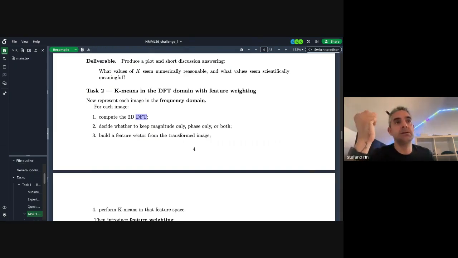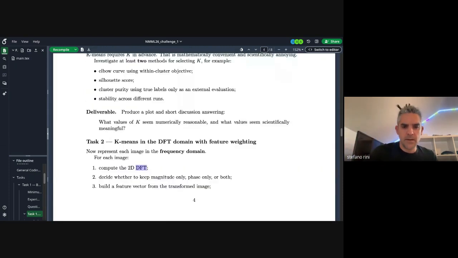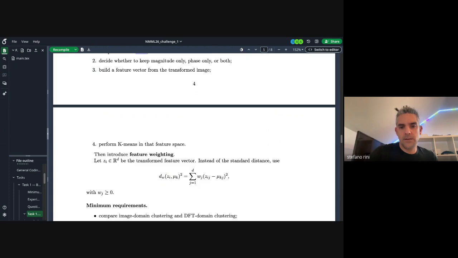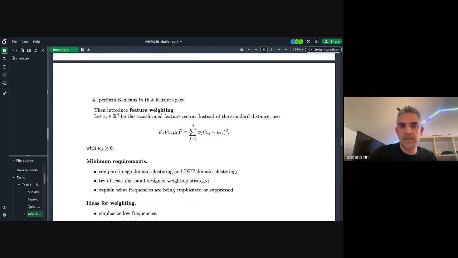And images that look very dense, with a lot of information in the original domain, often turn out to have a very sparse representation in the frequency domain. So it's a domain in which representation tends to be very sparse, in some sense that you're going to tell me. And so you can work in this Fourier domain, and then you can add a weighting of the features.